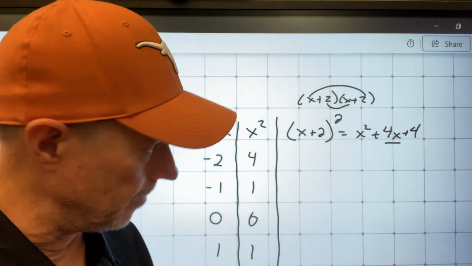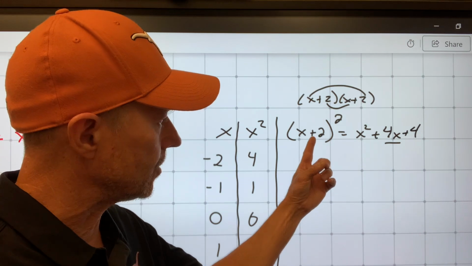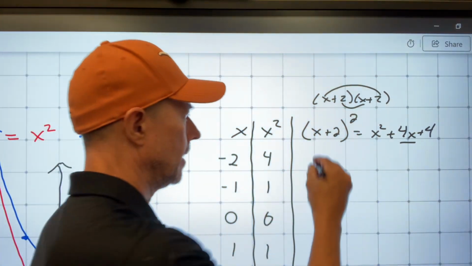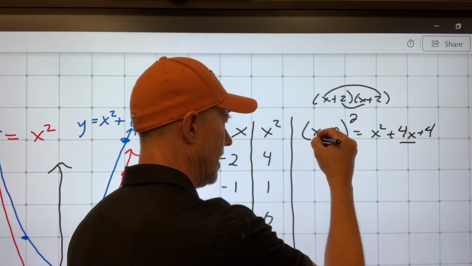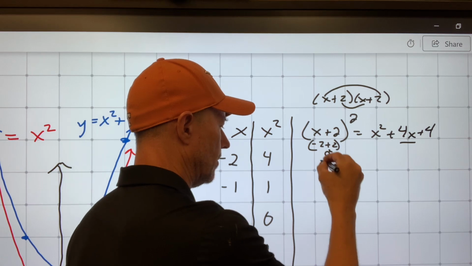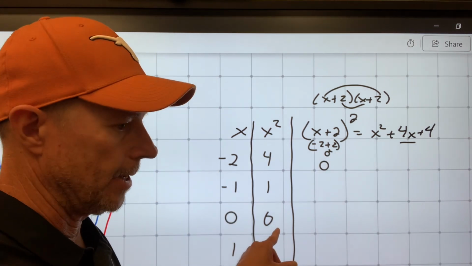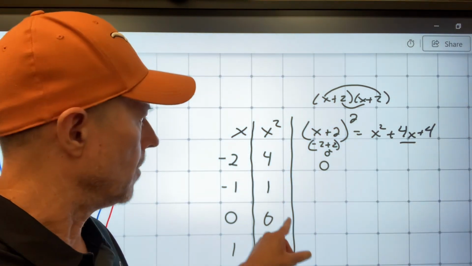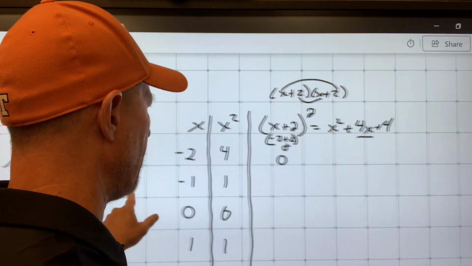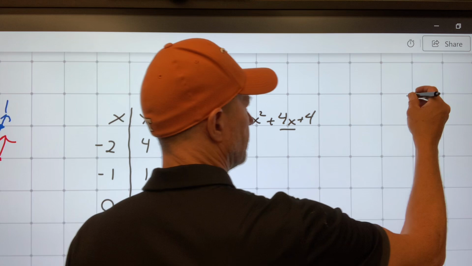But if I add 2 to the inside, what happens? Well, I put the -2 in. I get -2 plus 2. And that becomes 0 squared. And so I just get 0. So notice I got this point, but I got it when I put in -2. So what does that mean is happening? Let's look at the graph.